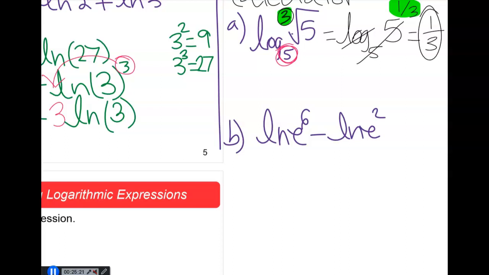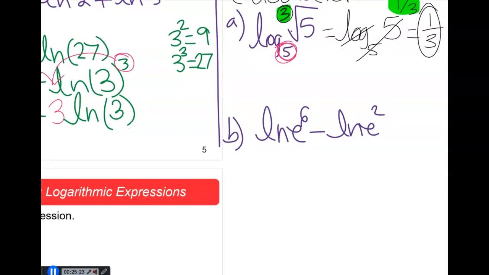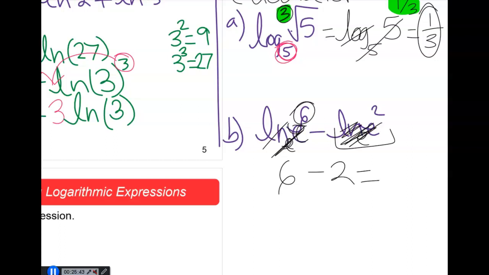We have here natural log of e. Remember that natural log is already base e. So here the argument and the base match, so it cancels, and the answer is 6. For the next one, same thing, the base matches the argument, so the answer is 2, so 6 minus 2 equals 4. Okay, that's it for now. Let's move on to the next example.